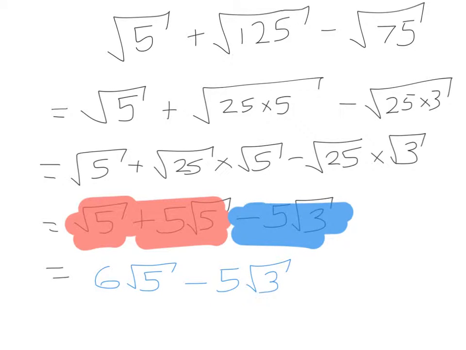So I split my surds, I simplified them, I split them up into things that multiplied to get that. One of them was a square number. I used my property, I simplified, and I collected my like terms to finish off.